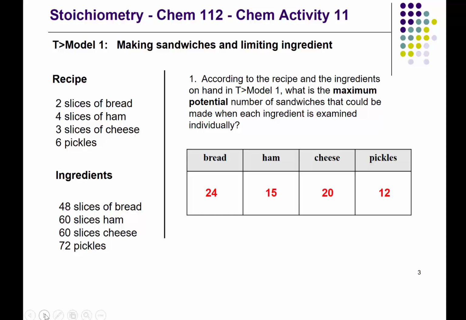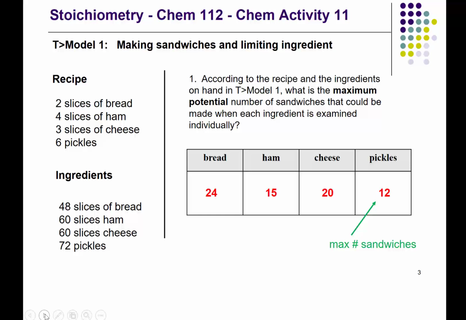So even though the pickles are present in the largest quantity, actually, they are what determines the amount of sandwiches that can be formed. And you're going to see we're going to call them the limiting ingredient or the limiting reagent. They're actually limiting even though they're present in the largest amount. So as it turns out then, 12 is the maximum number of sandwiches because we'll run out of pickles before we run out of the cheese or run out of the ham or the bread.